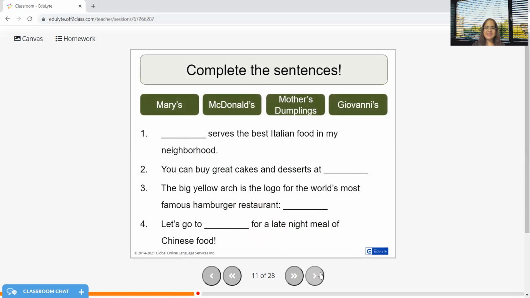Let's complete the sentences together. Dash serves the best Italian food in my neighborhood. What name can it be? You can put any name just to make it simple, but do not use any article before that. So let's say the answer is Mary's. You can buy great cakes and desserts at Mother's Dumplings. Even though I don't know much about these places, I'm just polishing my concepts of articles. The big yellow arc is the logo for the world's most famous hamburger restaurant, which is McDonald's. Let's go to Giovanni's for a late night meal of Chinese food.